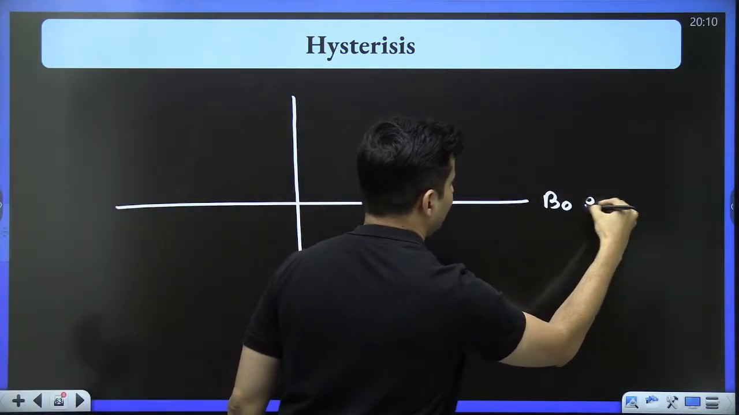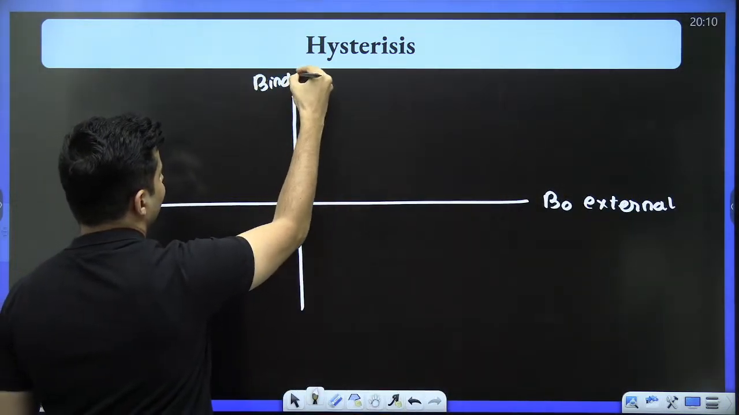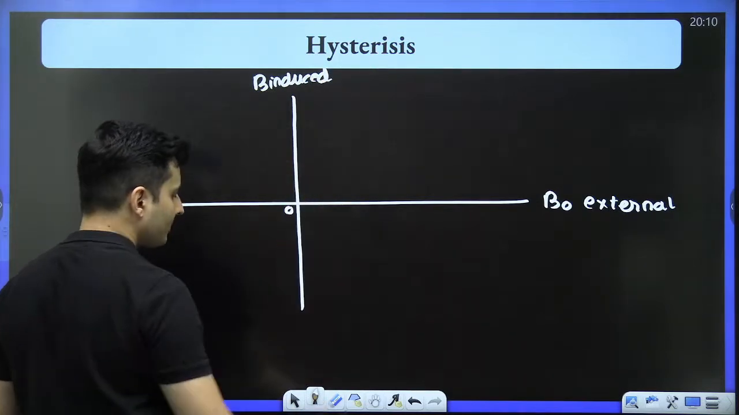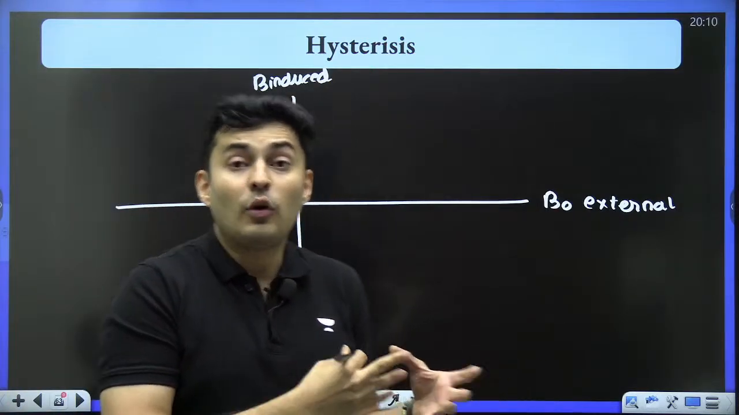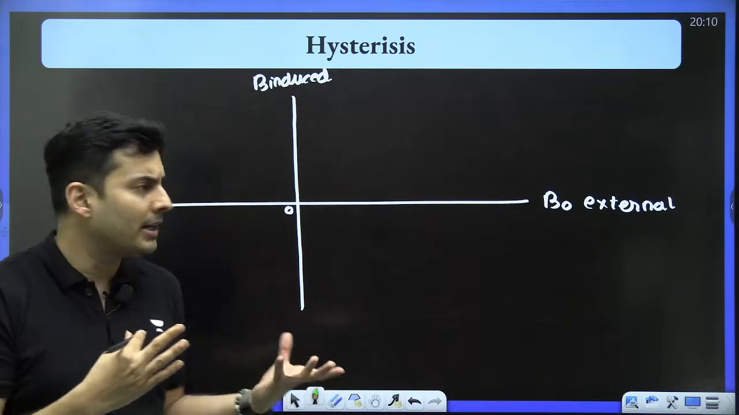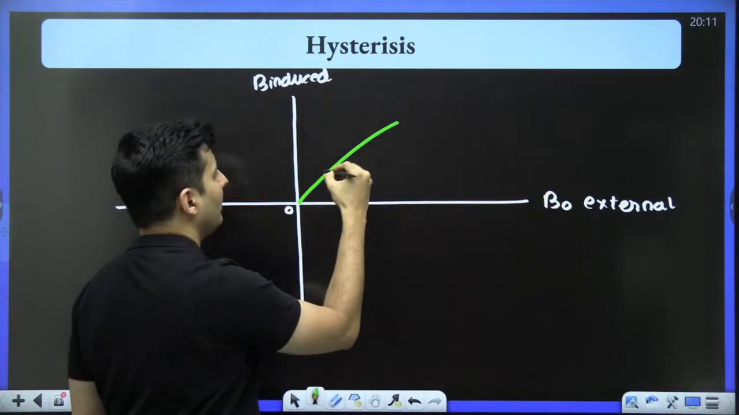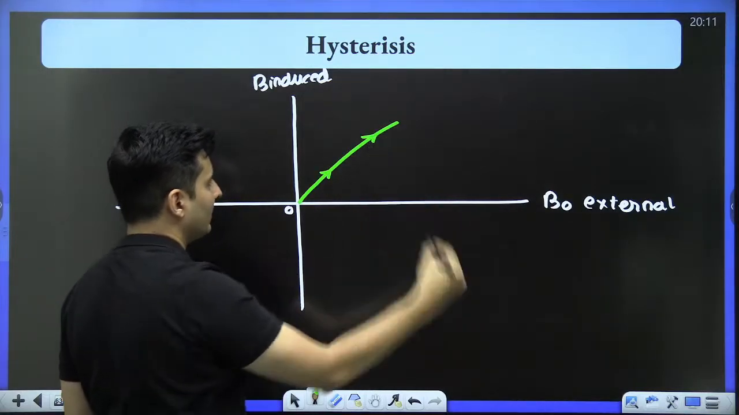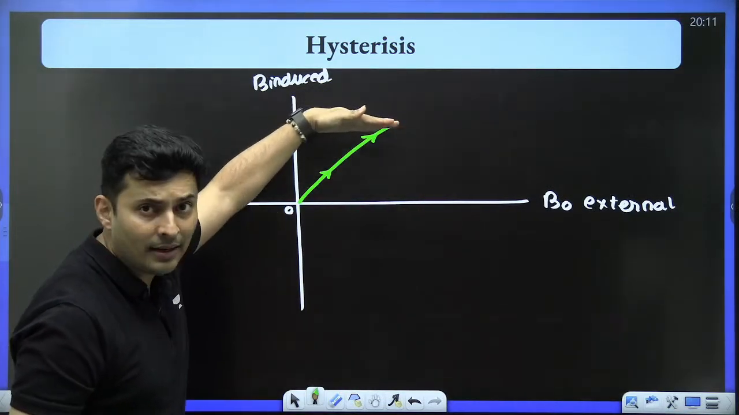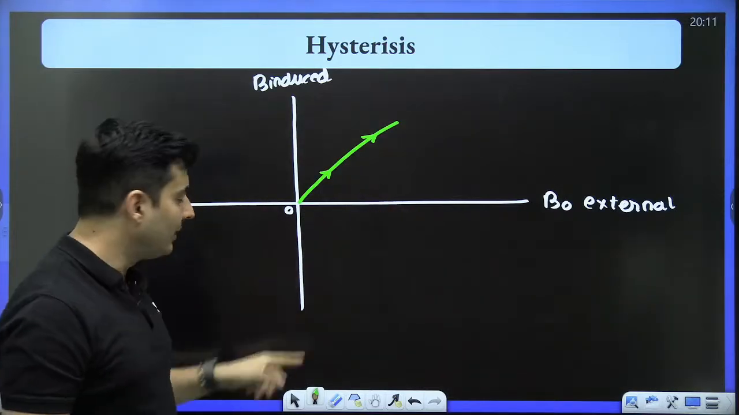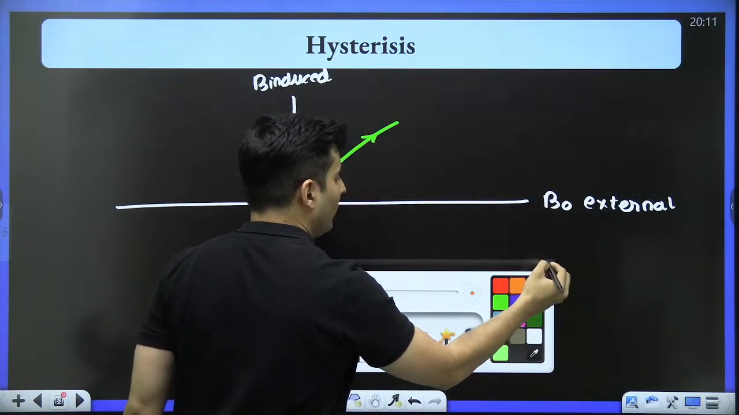Imagine this is your external field and this is your induced field. If I give some external field for a ferromagnetic material, as I increase the external field, the induced field also will increase. It is generally not a straight line, so you will see it is like this. If I leave it at this point, the induced field stays there. But the moment I remove the external field, I've just removed it, that's all.